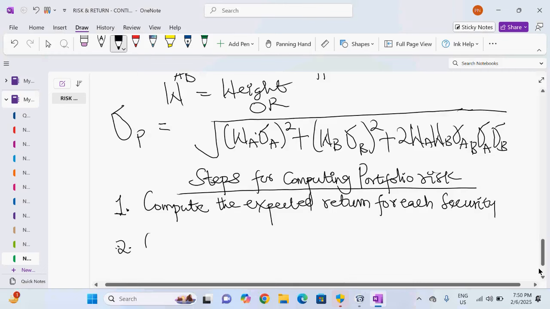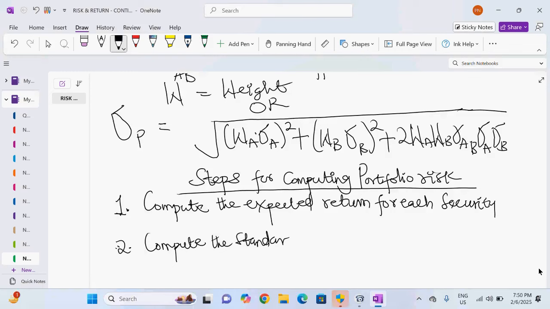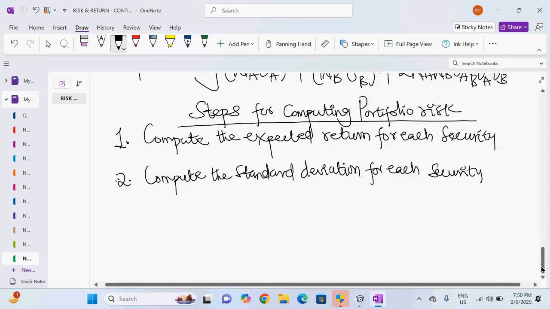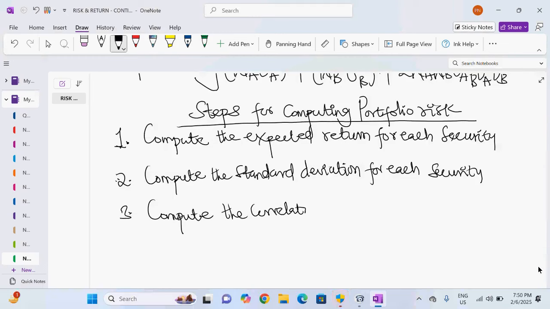And then two, compute the standard deviation for each security. Then three, compute the correlation coefficient for each security.